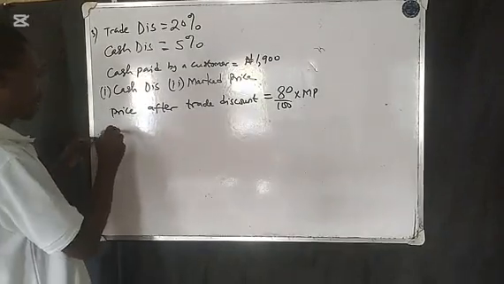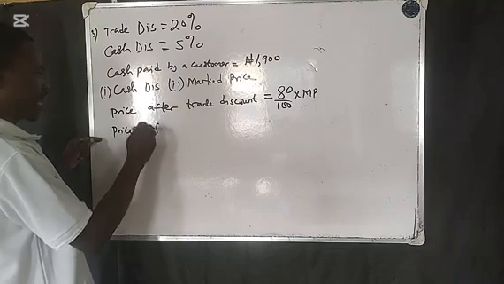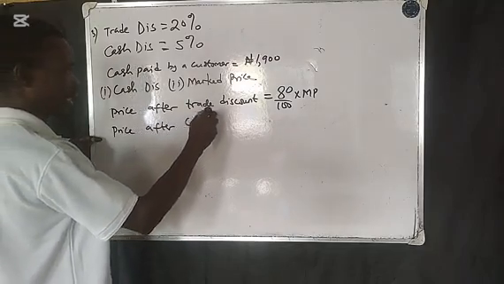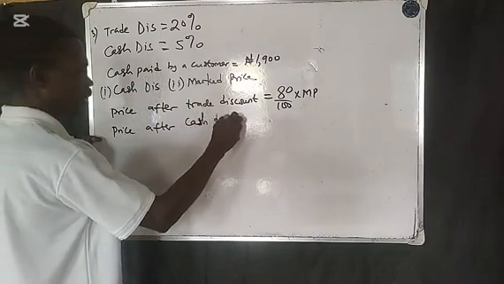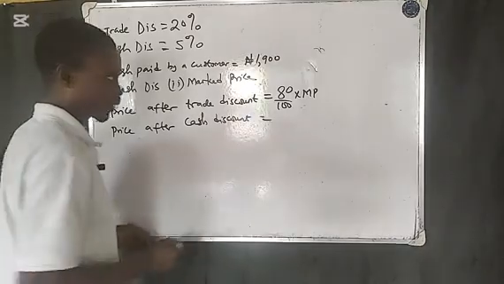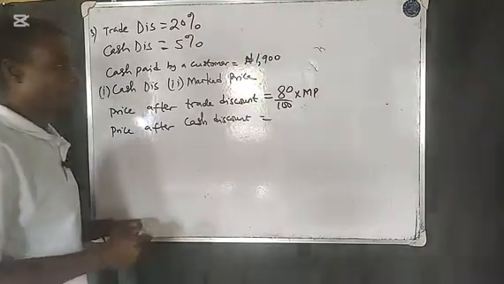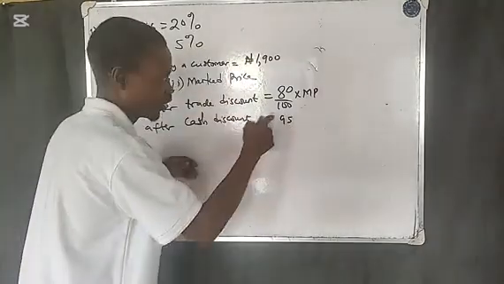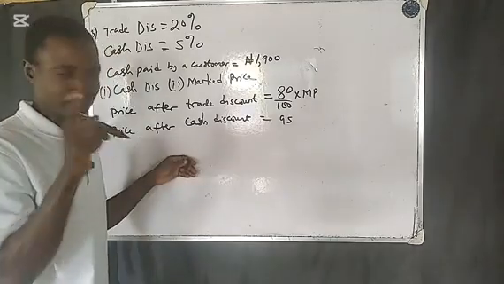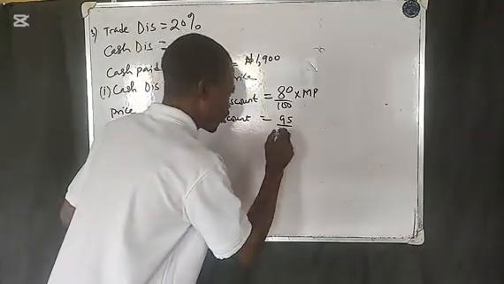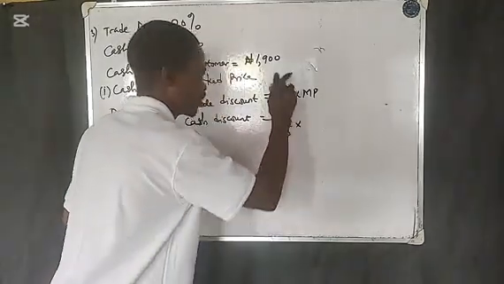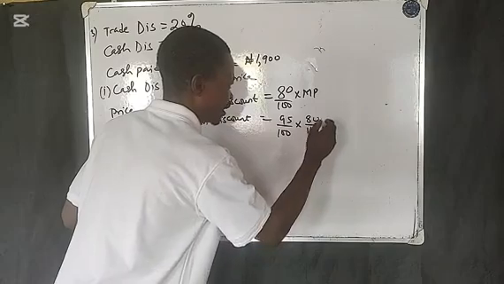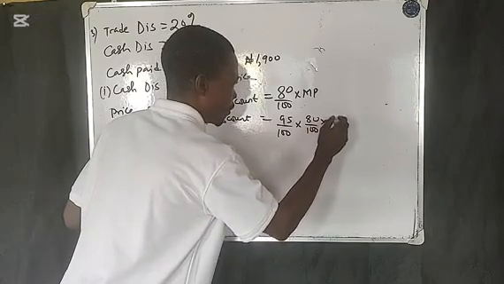Now, price after cash discount. Guess what I'm going to write? Beautiful. 95, because 5 is gone now. Don't say you're going to remove it from here. No. 95 over 100 times this one, which is 80 over 100 times MP.